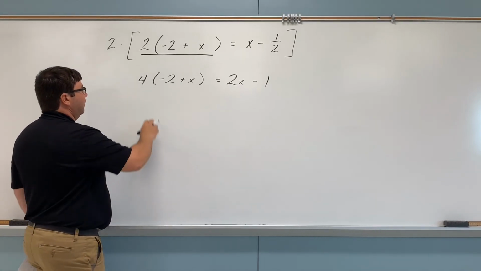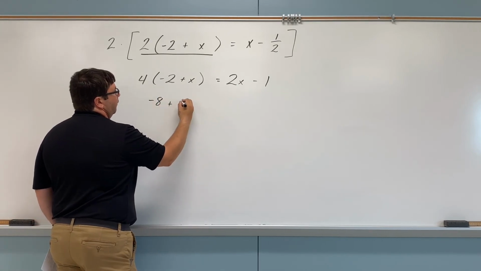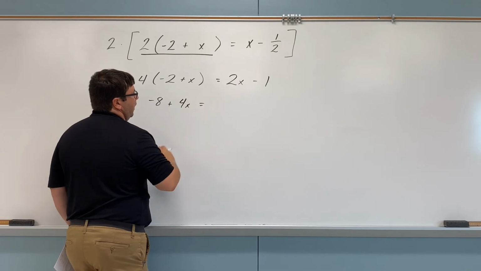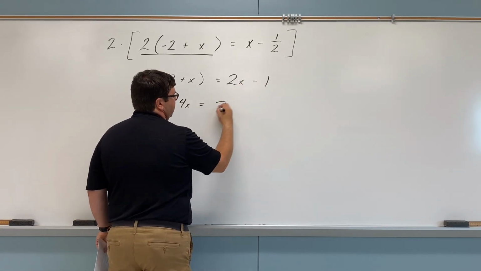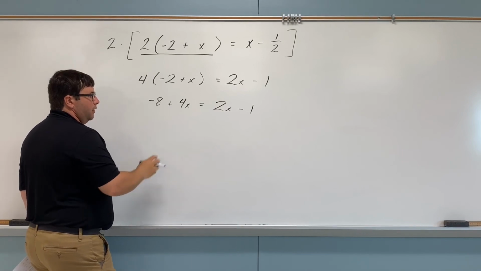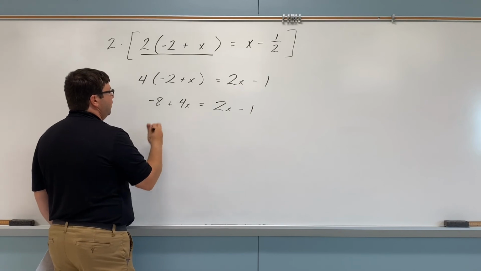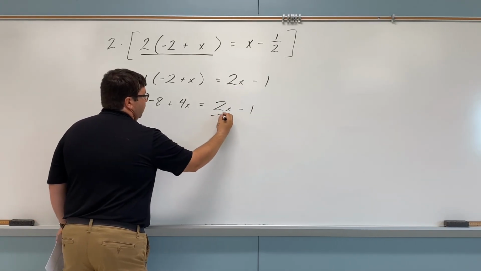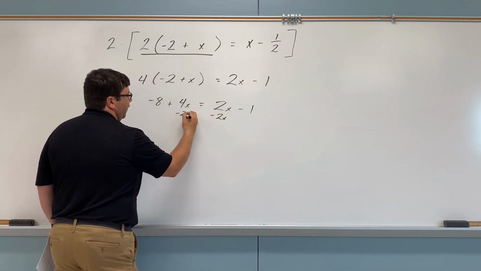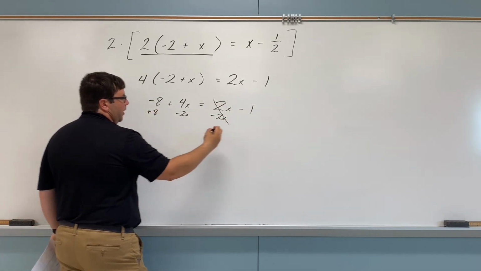Let's go through the process. You can distribute here, so that gives me a negative 8 plus 4x is equal to, nothing changed over here, 2x minus 1. At this point, go ahead and continue by simplifying, move those terms back and forth as needed. I am going to move my 2x to the left, so I'm going to subtract it on that side, and likewise I am going to add my 8.